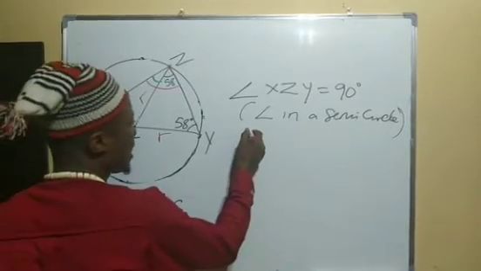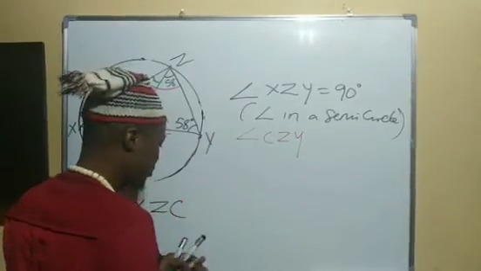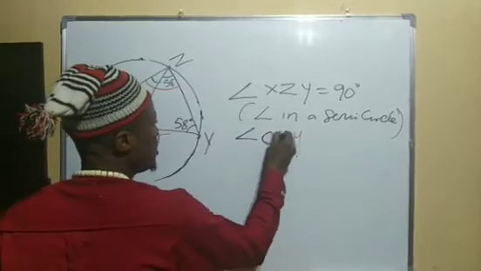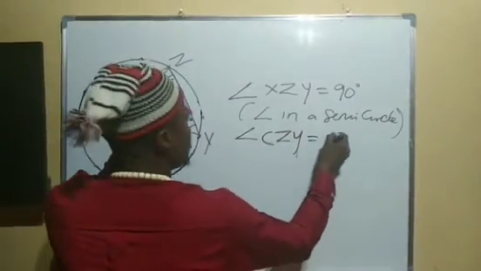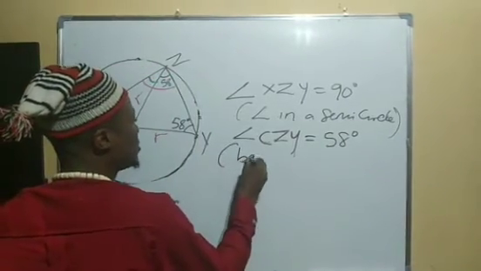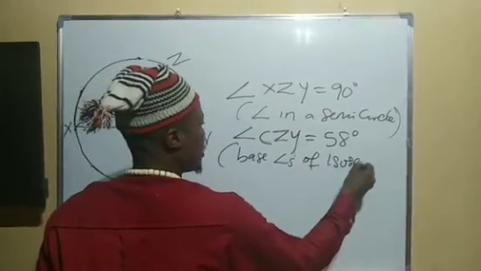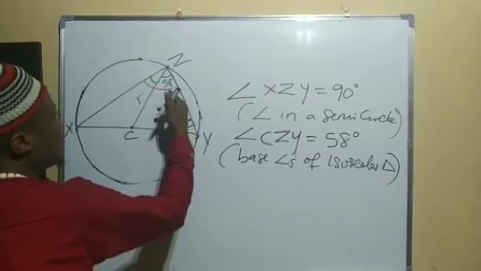Hence, you can write that angle CZY, which is this angle here, is equal to 58 degrees. Reason: base angles of isosceles triangle, they are equal. So here is 58, here is 58.